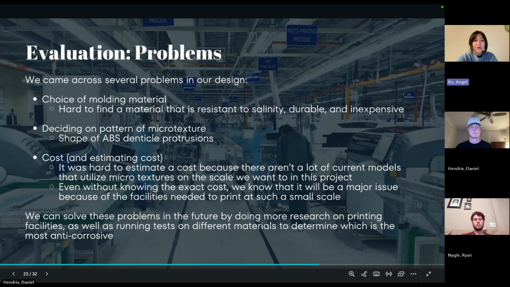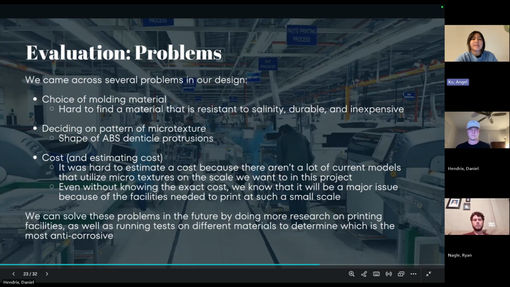The most obvious problem that we had with this was cost, as well as estimating that cost. It's really hard to find current models that use these microscopic denticles, because currently the real life examples that we have so far are medical applications where these are used in medical catheters to prevent bioadhesion, to prevent infection in patients. That's obviously on a really, really tiny scale, whereas with our product, we would need it to be on the scale of covering an entire oil tanker hull or encasing pipes for oil infrastructure.